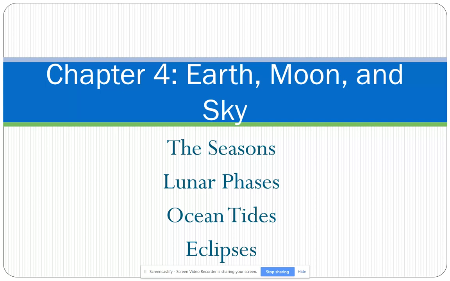Lunar phases. Okay, I've already touched on the lunar phases, so don't need to go through that again. Ocean tides. What causes ocean tides?